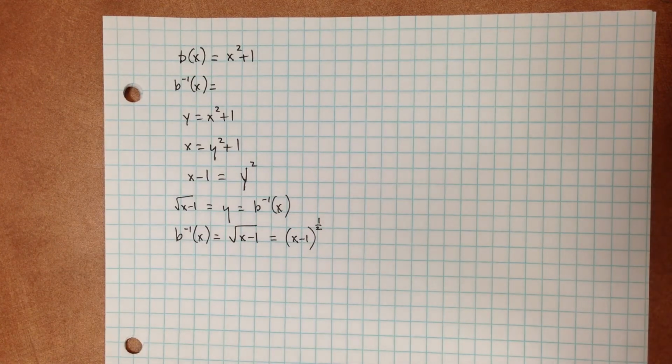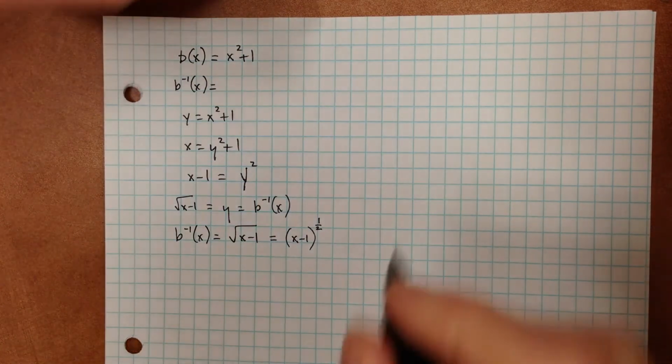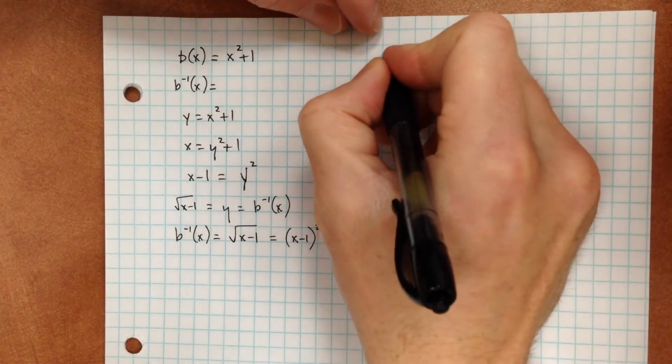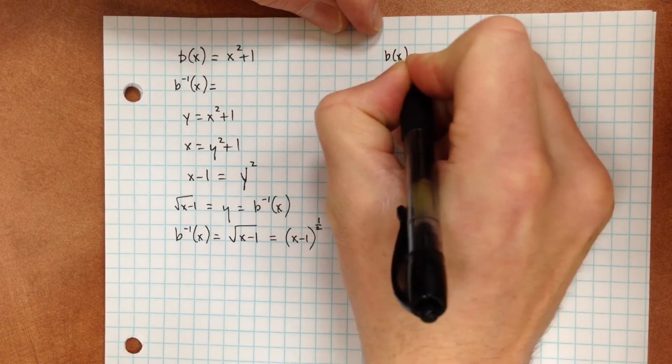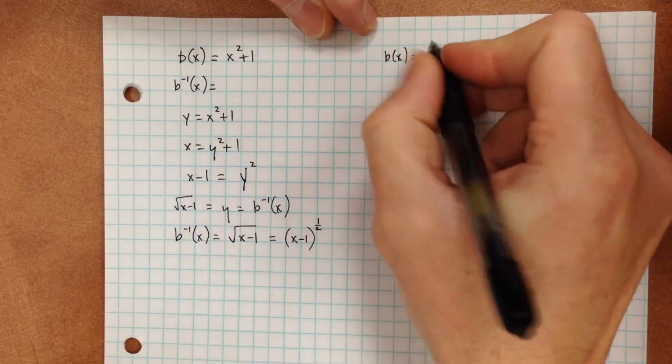All right, so we can take a look at some of this stuff right here. Let's say we wanted to graph these 2. Let's get a b of x equals, what do we have, x squared plus 1.